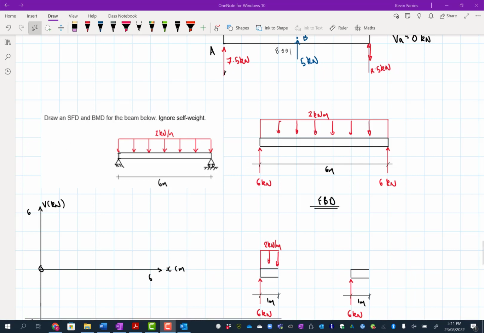Another example, this is a simply supported beam again. So we've got a pin connection at one end. That's what this little symbol represents. I should really have explained that a long time ago. And this is a roller connection. That's what that little symbol represents.